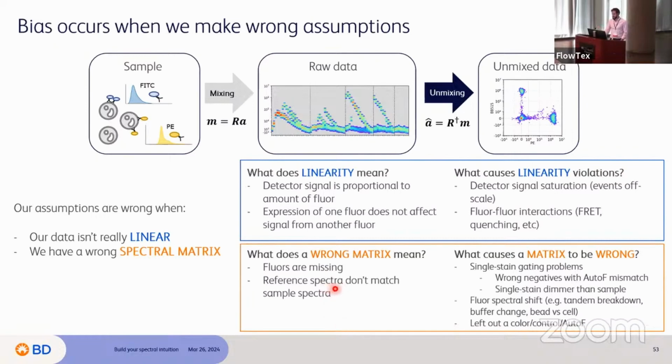Now, having a wrong spectral matrix is a little bit more self-explanatory. Really, there are two ways that it can be wrong. You can have fluorophores that are present in your sample that aren't present in your matrix, so unaccounted for signal, or your reference spectra may not match the actual spectra in your sample.